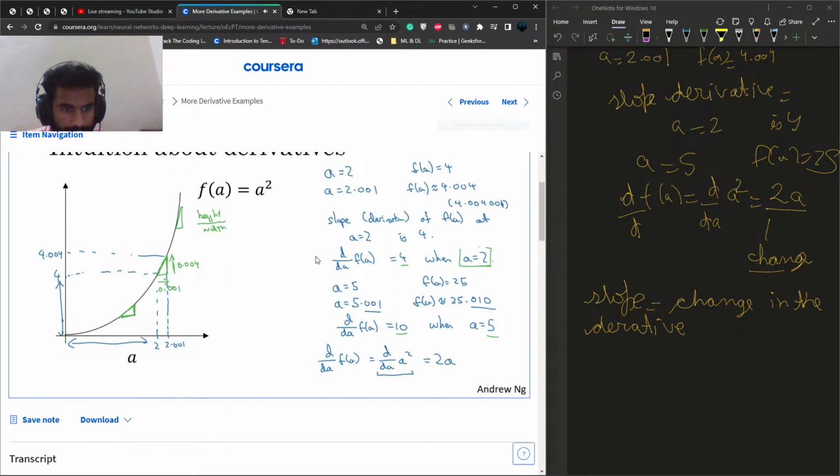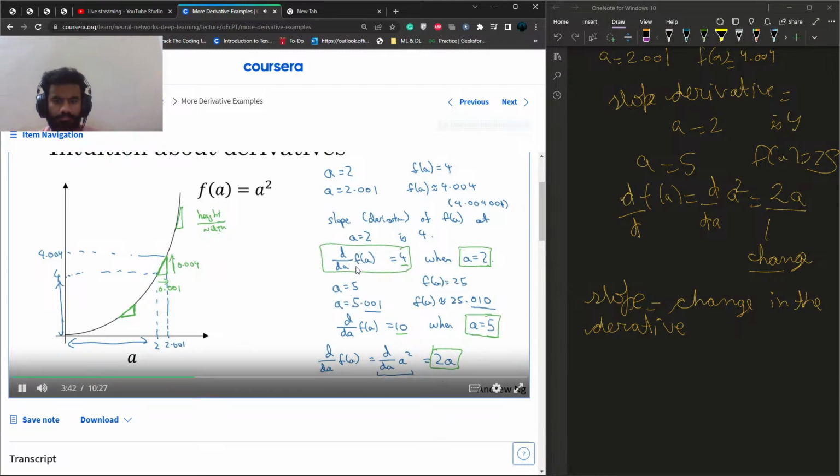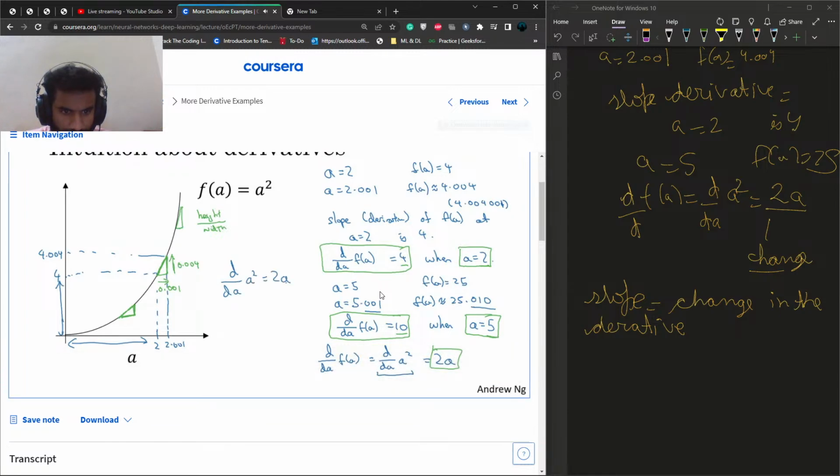Namely, when a is equal to 2, the slope of the function, 2a, is 2 times 2, which is equal to 4. And when a is equal to 5, the slope, 2 times a, is 2 times 5, which is equal to 10. So if you ever pull up a calculus textbook and see this formula, that the derivative of a squared is equal to 2a, all that means is that for any given value of a, if you nudge it upward by 0.001, or really a tiny little value, you would expect f of a to go up by 2a. That is the slope, or the derivative, times however much you nudged a to the right.